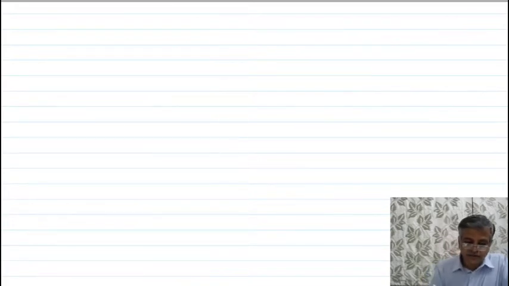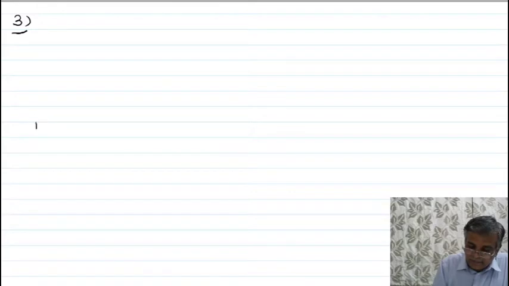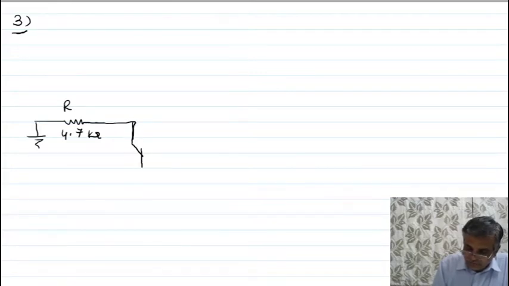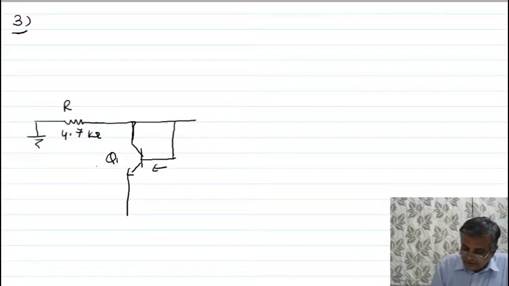Let us do the third numerical. For a given circuit, look here. This is your ground line. This is a resistor R, 4.7 kilo ohm. Here's one transistor I am showing you. From this it is connected to the base. Say this is Q1. Say this current is IB1. It is connected to another transistor.